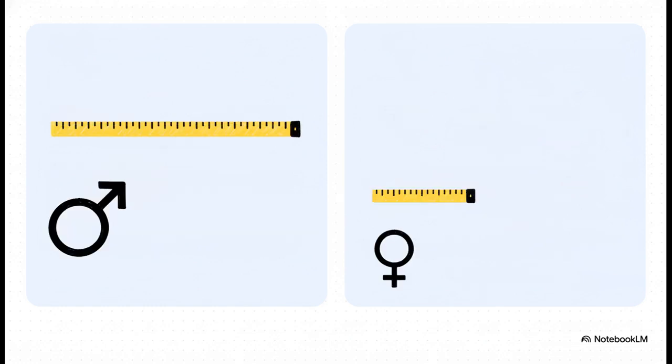Anatomy also dictates the insertion depth, right? Males have a much longer urethra, so you're looking at inserting about 6 to 9 inches, that's roughly 15 to 22 centimeters. Females require significantly less depth. You only need to go in about 2 to 3 inches, or roughly 5 to 7.5 centimeters.